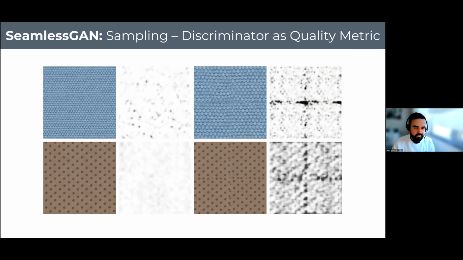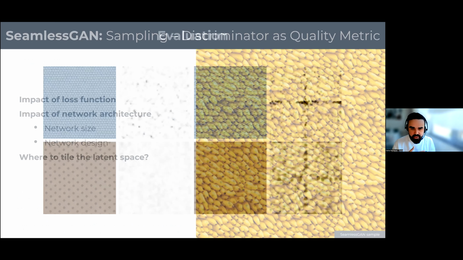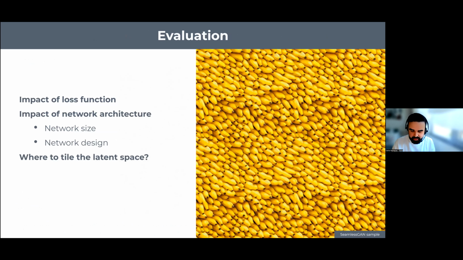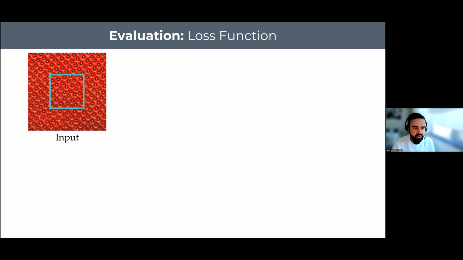So yeah, in terms of evaluation, we're going to see now how each part of SeamlessGAN affects the final output. So how we train it, how we design the network architecture, and how we tile the latent space. In terms of the loss function, we train our model with each component of the loss function activated or deactivated, just to see what happens.